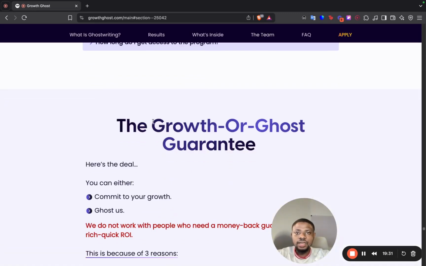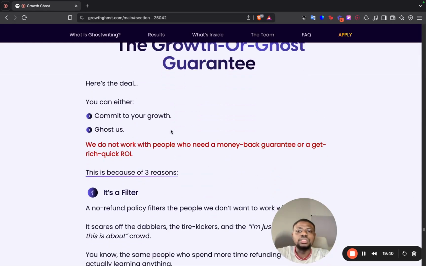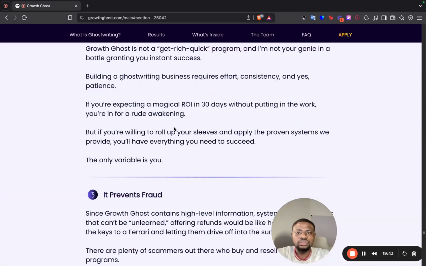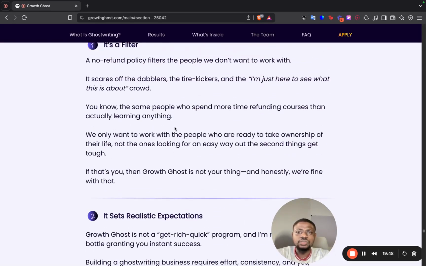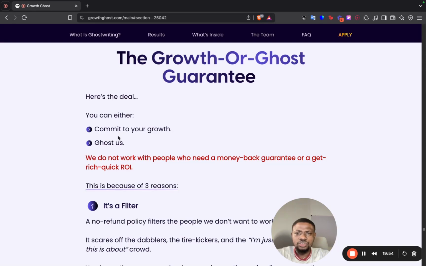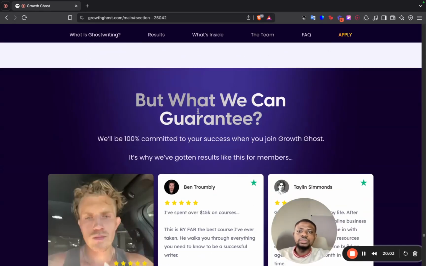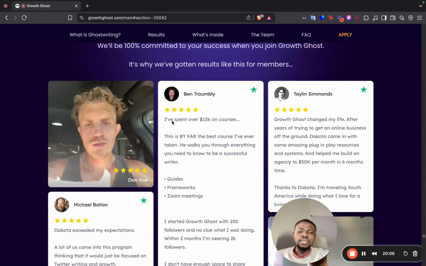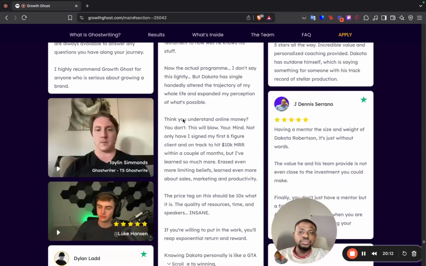Then growth ghost or goats. After this, the next is a section that talks about the program in a way that gets you to buy, but not about the features this time around. You can see here's the deal: you can either commit to your goal or ghost us. It's more like working on your mind, on why you should actually take action and buy. Then what we can guarantee. Now this is another load of testimonials and proof of recommendation from top guys that have gotten results.